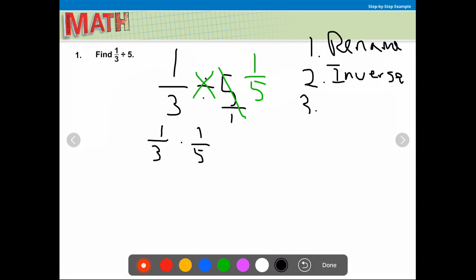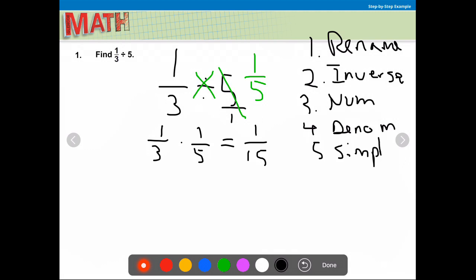Step 3, multiply the numerators, and that's 1. Step 4 is multiply the denominators, and that's 3 times 5 is 15. And step 5 is simplify. We don't have to simplify, so this is our answer, 1/15.